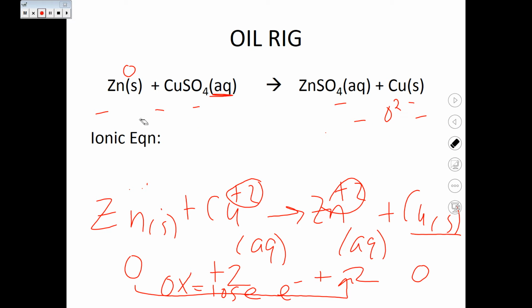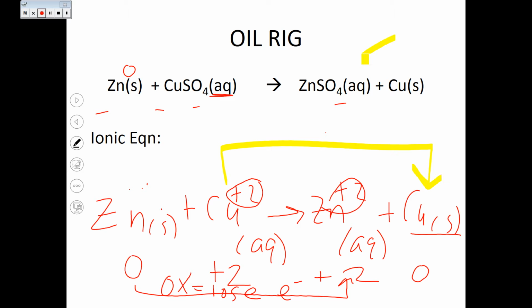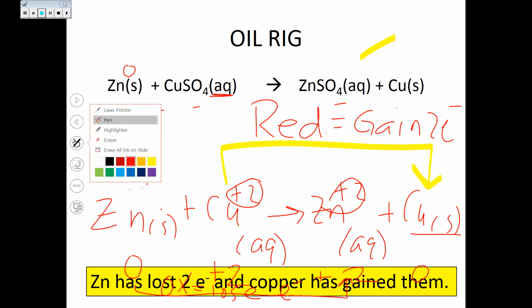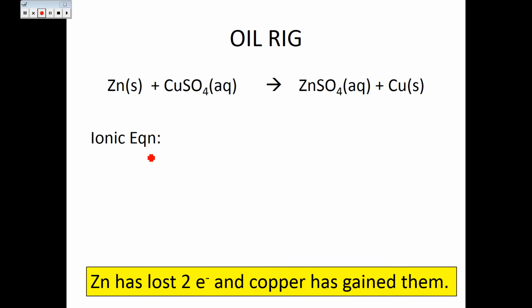So let me erase this so we have a little bit of room to write. The copper is going from +2 down to 0. So it's going from a higher number to a lower number. That means the copper is getting reduced, and it is going to gain 2 electrons, which it gets from the zinc. So it's this symbiotic, beautiful relationship between the electrons that zinc loses and that the copper gains to create this redox reaction. Okay, so zinc has lost 2 electrons and copper has gained them.